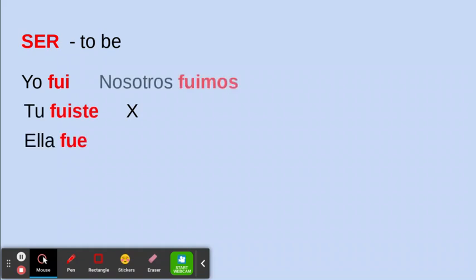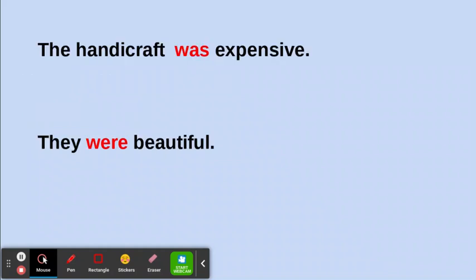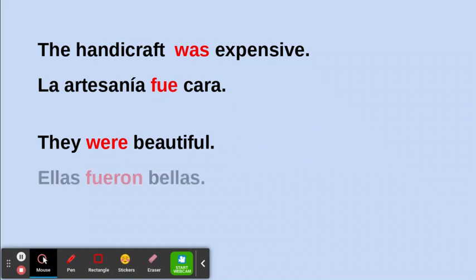The verb ser is also conjugated the same way. Yo fui, tú fuiste, él fue, nosotros fuimos, and ellas fueron. So it's in the preterite, so that'd be like I was, you were, he was, we were, they were. So the handicraft was expensive. La artesanía fue cara. And they were beautiful. Ellas fueron bellas.